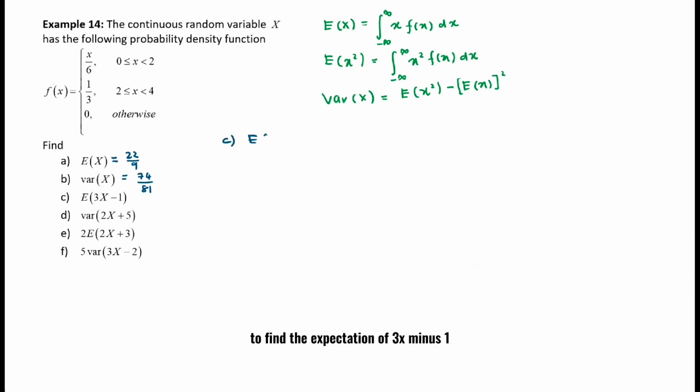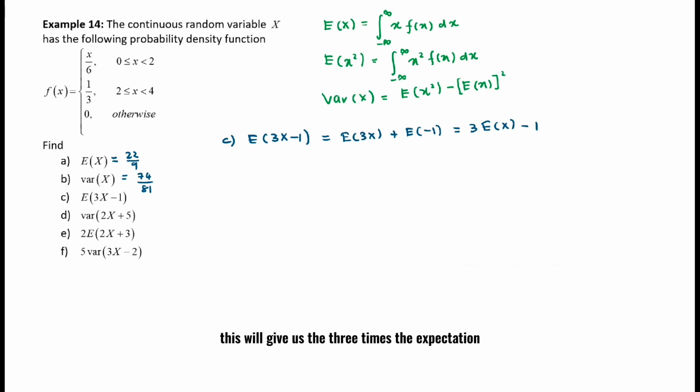To find the expectation of 3x minus 1, we use the properties of expectation. This will give us 3 times the expectation of x minus 1. Substitute the value of expectation of x, which is 22 over 9, into 3 times expectation of x minus 1. The answer is 19 over 3.